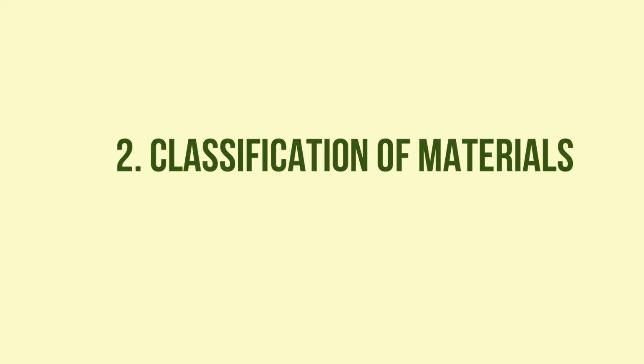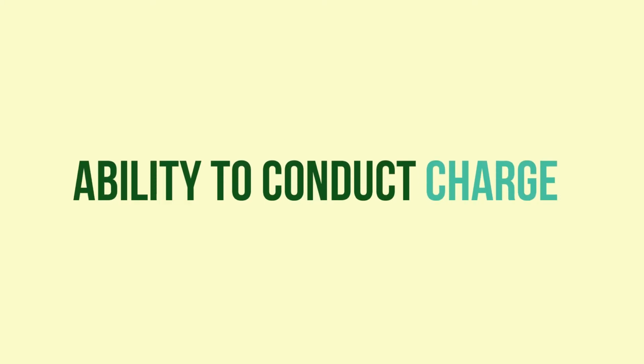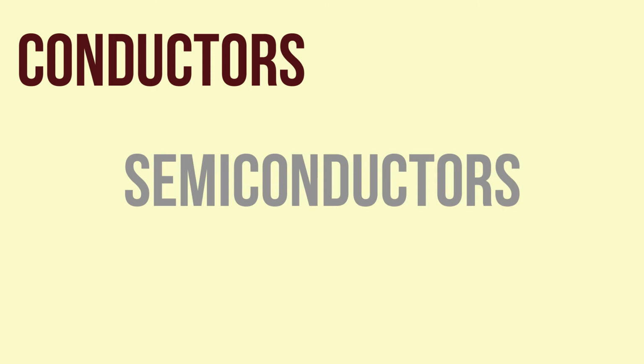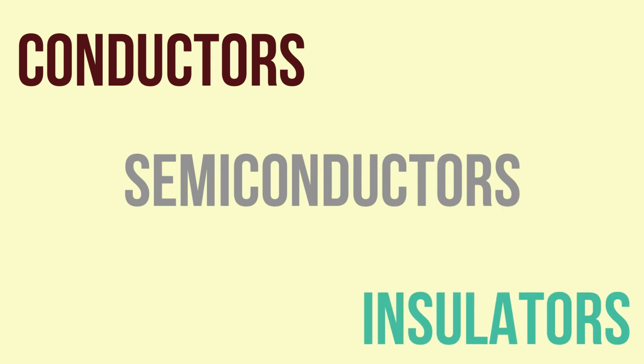Guys, now let us move to the next topic of our discussion, which is classification of materials. The criterion for classification is the ability of materials to conduct electric charge. Based on this criterion, we can classify materials into 3 categories, namely conductors, semiconductors and insulators. So let us look into these one by one.